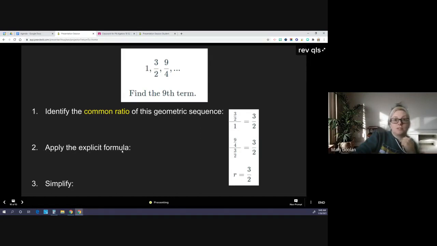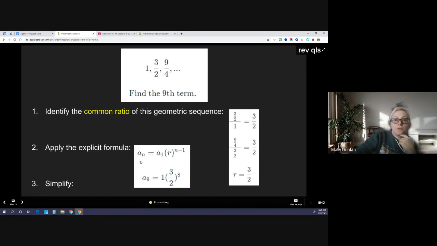I'm going to apply the explicit formula. So here's the general formula. And I want to know the 9th term again for some reason. So a sub 9 equals, replace a sub 1 with the first term, which is 1. Replace r with the common ratio, which is 3/2. And then the exponent is n, which term we're finding, minus 1. So n is 9, 9 minus 1 is 8. And now we're going to simplify this.